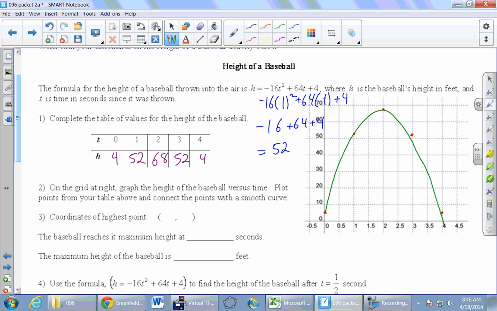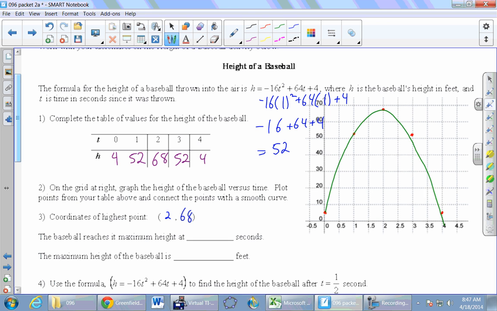2 numbers. What are the coordinates of the highest point? 2, 68. You guys 100% sure that's the highest point? It's the highest point we were given. Does that make it the highest point? Not necessarily. Couldn't it be a little bit higher if we were looking at 2.1 seconds into this? Like maybe it was still on its way up.